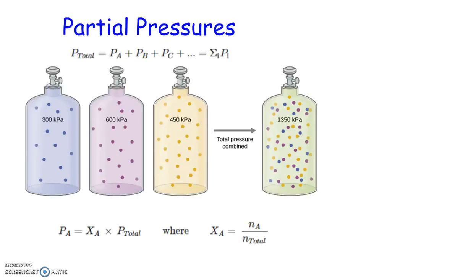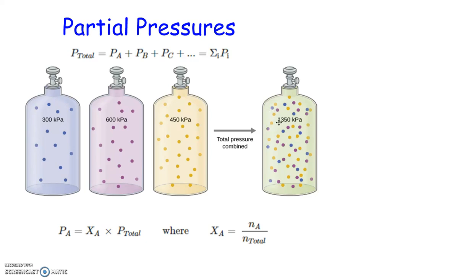When I have mixtures of gases, each gas contributes to the overall pressure of my sample. And the total pressure is equal to the sum of all of the partial pressures. So if I had 3 tanks, one with 300 kilopascals, one with 600 kilopascals, and one with 450 kilopascals, if I combined all 3 tanks, all of the gases in them, into one tank of the same size, I would simply add up all of the pressures of those individual gases to get the total pressure of the entire gas together.